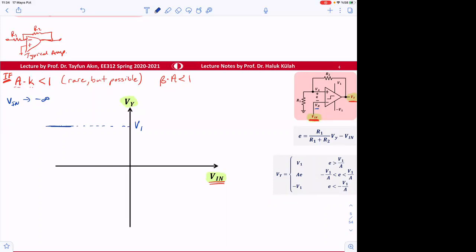If E is positive, the output signal is going to be V1. So for this extreme case, it will be V1. This will continue because V1 is the output, then VA can be calculated.